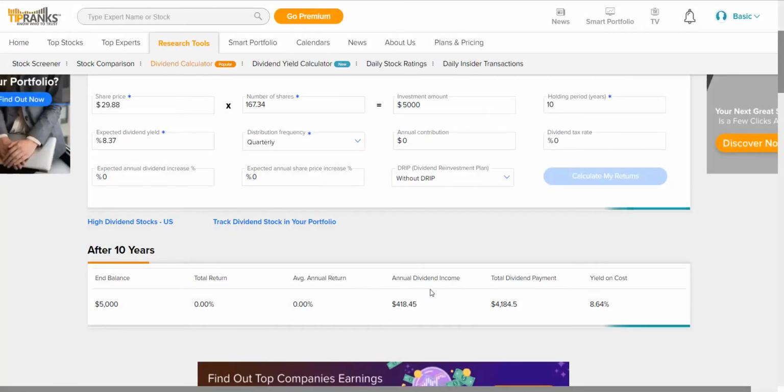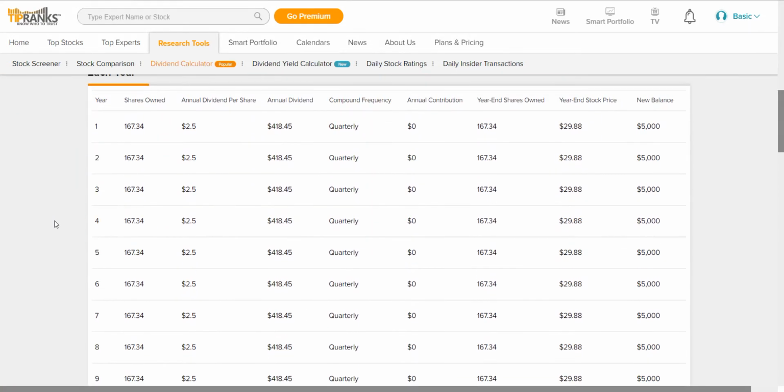However, if we take a look at our annual dividend income, we can see that after 10 years, we have an annual dividend income of $418, which gives us a total dividend payout of $4,184. So really, by investing $5,000 into this company after 10 years, by not adding any money on a monthly basis or reinvesting it with a DRIP, you are left with roughly $9,484, which, if you ask me, is not really a great investment.